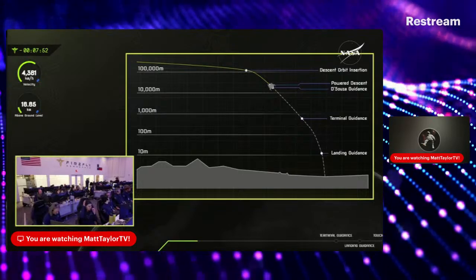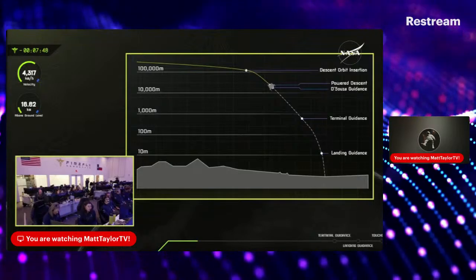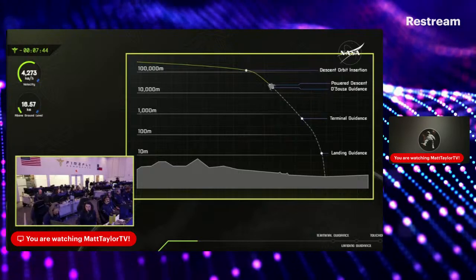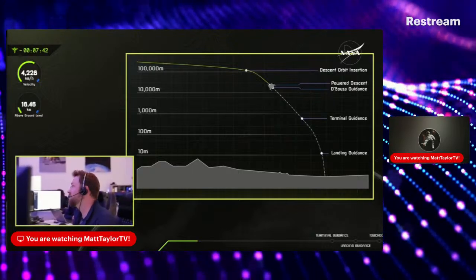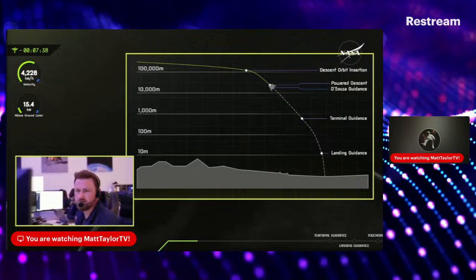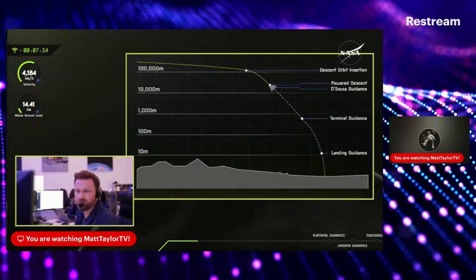How are you feeling? Excited, nervous, anxious. Lots of feelings. 7 minutes to pitch over. 290 kilometers south, 16 kilometers up. GNC, flight on ops, verify 48.2 when ready. We'll go.